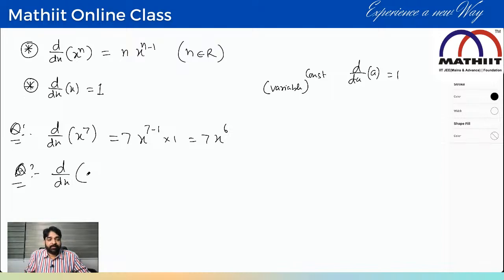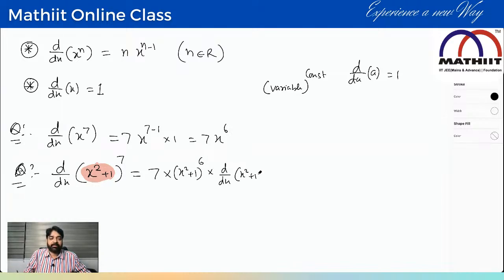d by dx of, if I say to you, x square plus 1 raised to power 7. Now, can we apply this formula? Yes, because this is something power something. And the variable here is x square plus 1. So we'll say 7 into the variable to the power 7 minus 1, meaning x square plus 1 to the power 7 minus 1, which is 6, into d by dx of x square plus 1.